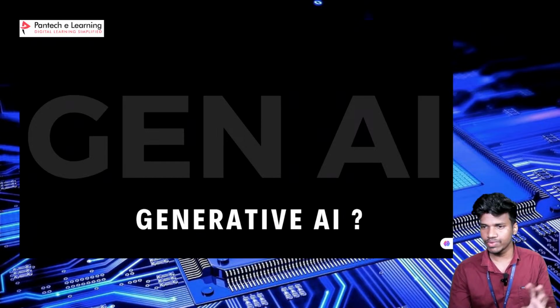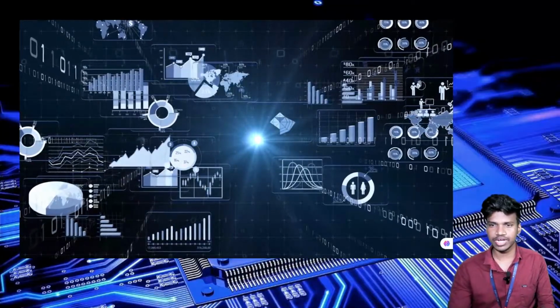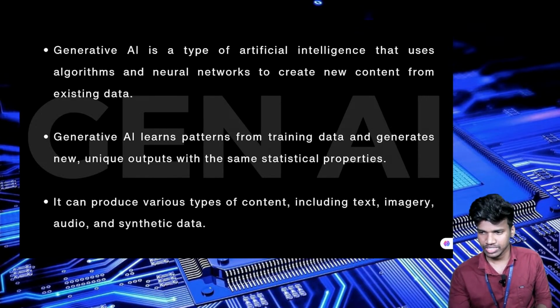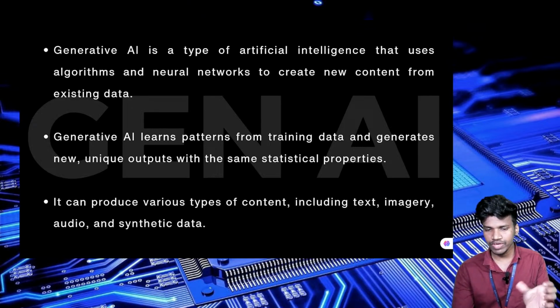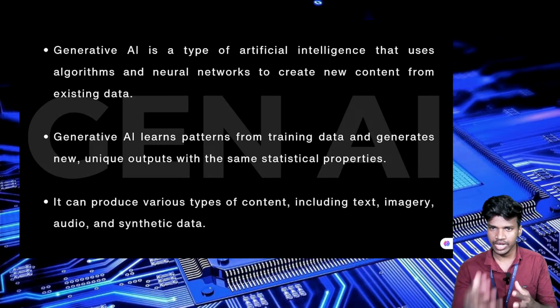So next one is generative AI. So what is generative AI? Now we have to implement the major concept of generative AI. I already said generative AI is a type of AI technology that uses algorithms and neural networks to create new content from existing data. Generative AI learns patterns from the training data and generates new and unique outputs with the same statistical properties. It can produce various types of content, including text, imagery, audio, and synthetic data. So this is the way every generative AI works.